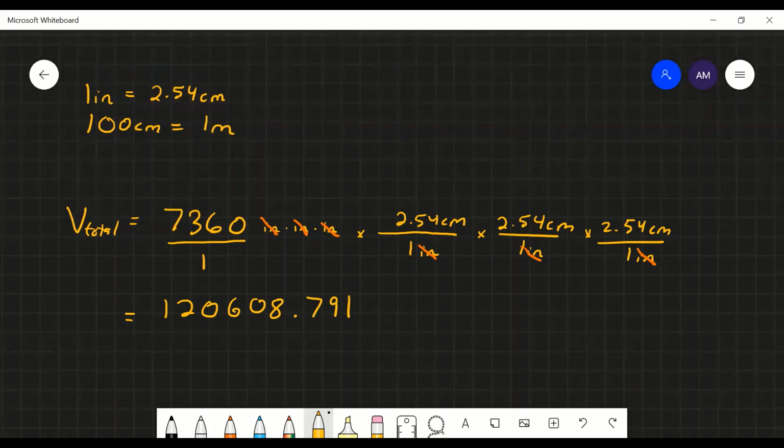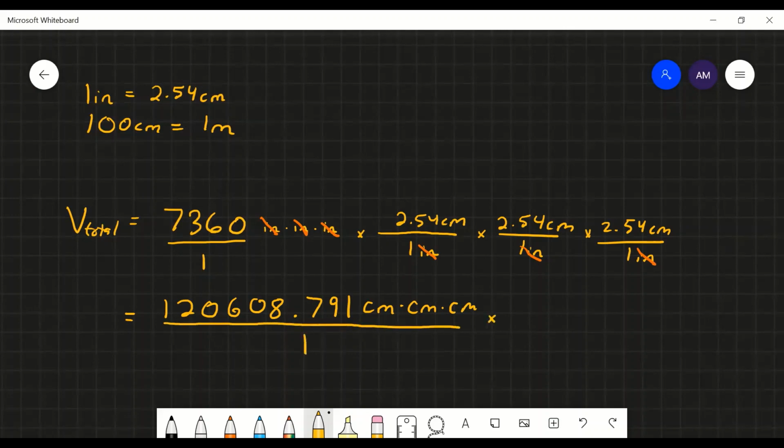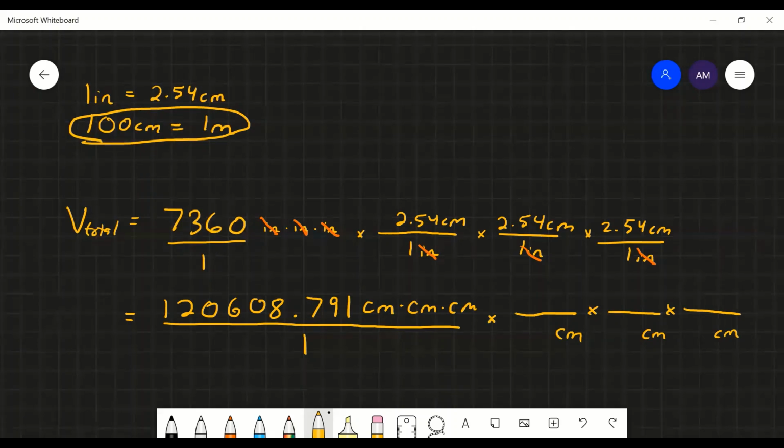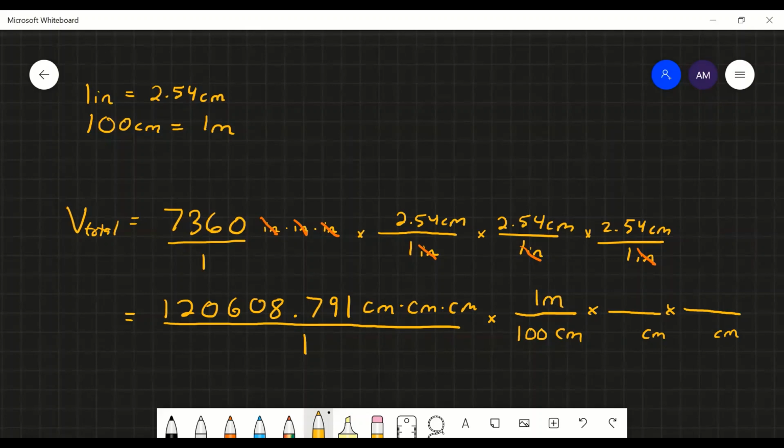120,608.791 centimeters. And there's 3 of the centimeters. I'll write them out like this. We could put centimeters cubed instead of 3 of the centimeters, but I'm going to write it like this because I'm thinking about what we're going to do next. Convert all of these centimeters to meters. Now to do so, centimeters are up here, so we need to cancel them by putting them down below. Now we realize that 100 centimeters is the same as 1 meter.